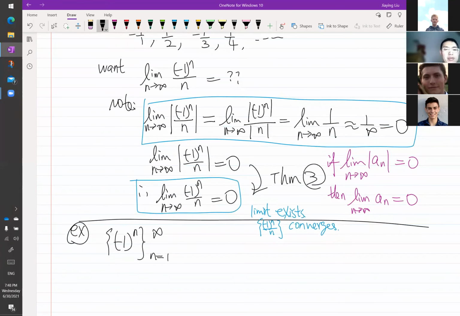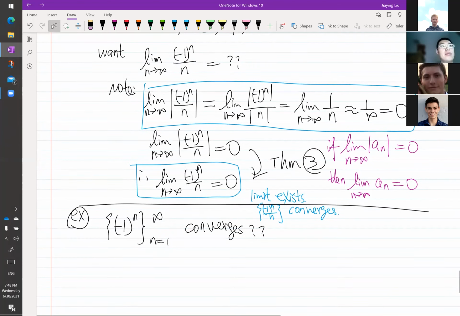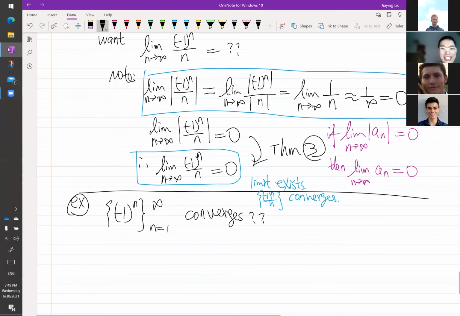Now this last one I gave you, it's just (-1)^n, for n going from 1 to infinity. Do you think this one converges or not? Any guess? Yeah? No? More yes than no. It's a no. I will show you why.